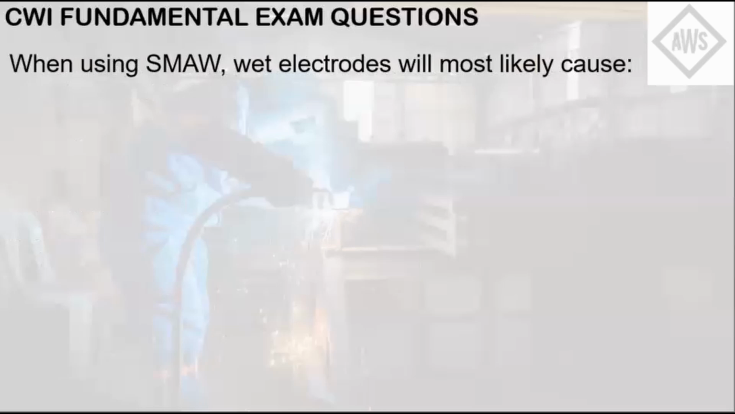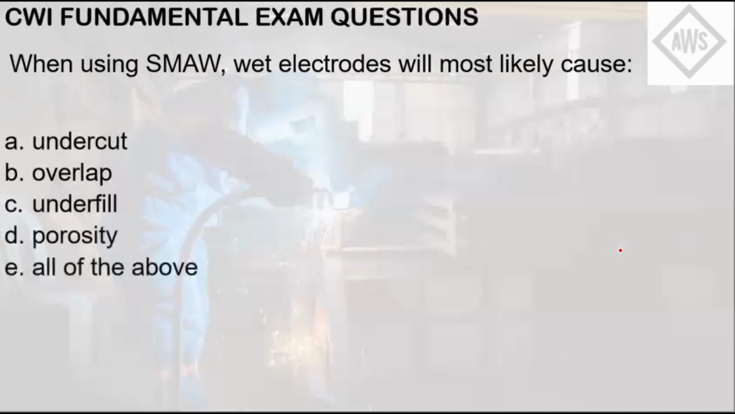When using SMAW, wet electrodes will most likely cause letter A, undercut, letter B, overlap, letter C, underfill, letter D, porosity, letter E, all of the above. So the answer here is letter D. This is why electrodes shall be properly maintained at their appropriate oven temperature. Wet electrodes can cause moisture in the weld puddle and can cause porosity.